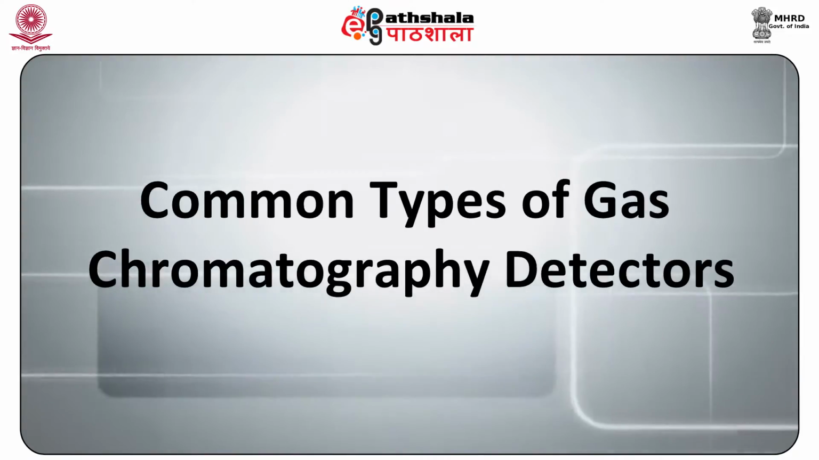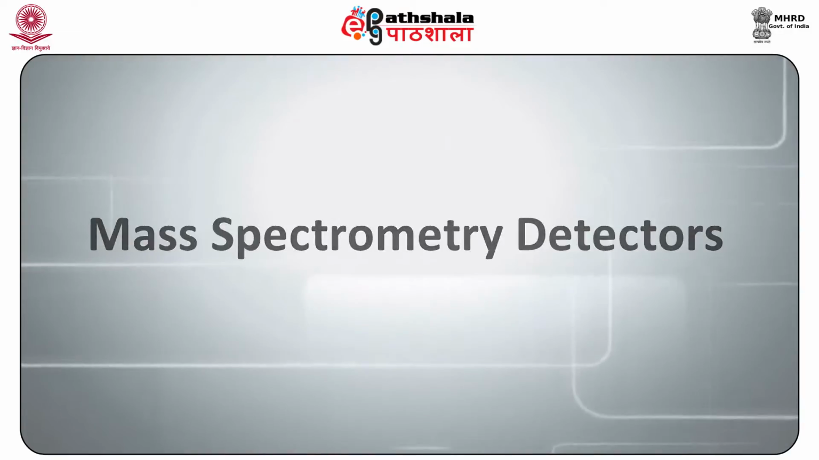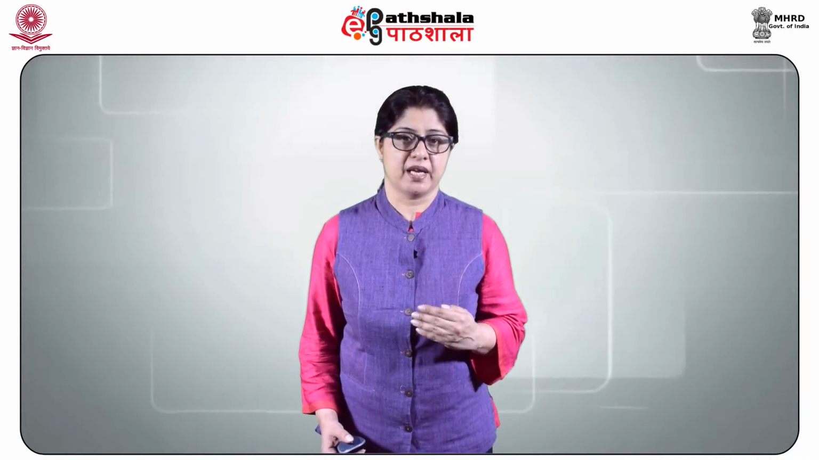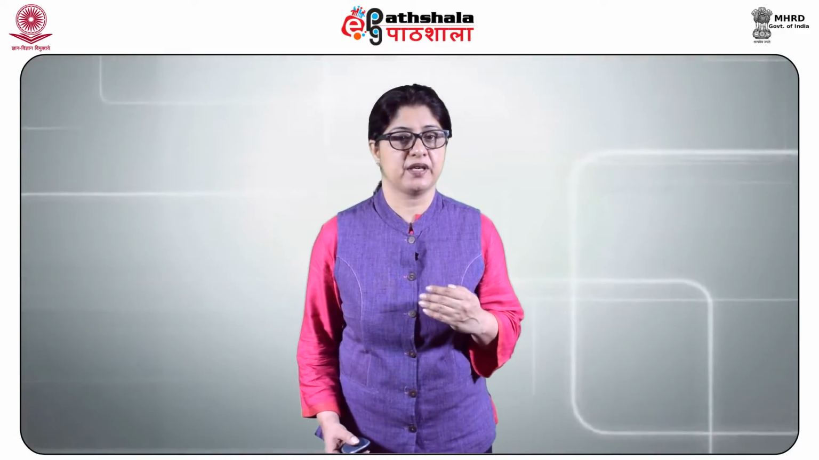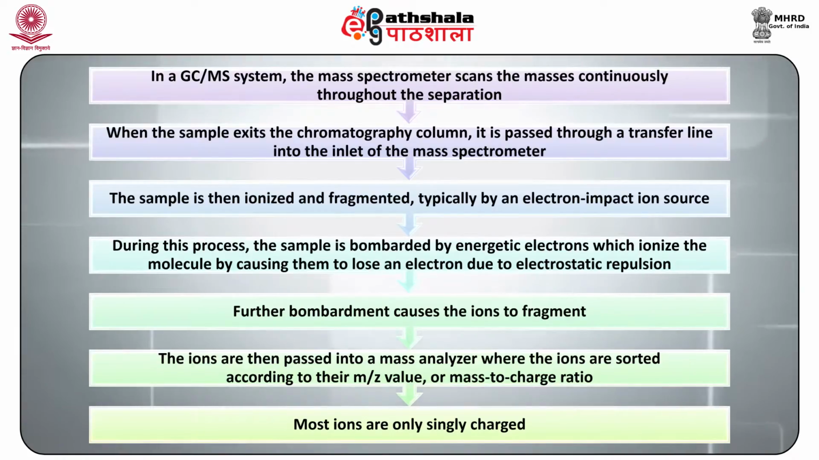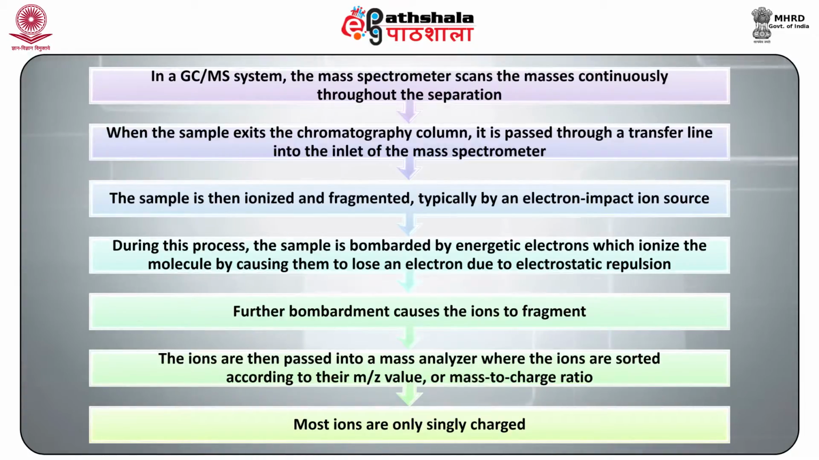Common types of gas chromatography detectors. Mass spectrometry detectors. Mass spectrometer (MS) detectors are the most powerful of all gas chromatography detectors. In a GC-MS system, the mass spectrometer scans the masses continuously throughout the separation. When the sample exits the chromatography column, it is passed through a transfer line into the inlet of the mass spectrometer.